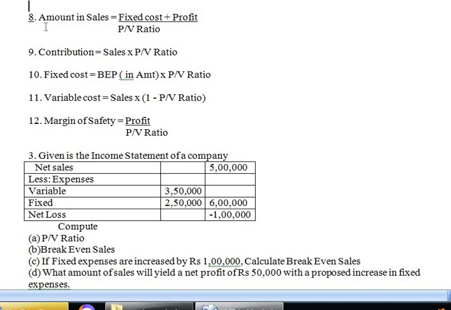Eighth formula, amount of sales, I had given as fixed cost minus profit. It is fixed cost plus profit divided by PV ratio. So there is a correction. Before, it was actually a typing mistake. Later I went through the formulas, then I got to know. So please make it a plus sign.